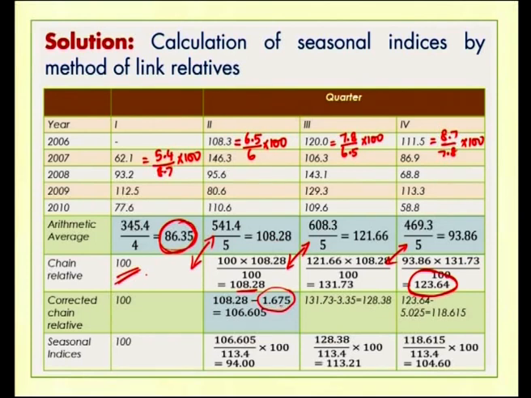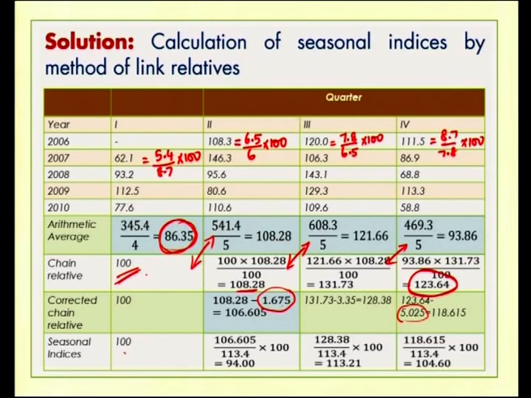How is this 1.675 calculated? The first arithmetic average link relative into the last chain relative. So, 86.35 into 123.64 divided by 100 comes to 106.76, which is subtracted with 100 to give 6.76, that is divided by 4, which gives you 1.675. Likewise, this is 131.73 minus 2 into 1.675, which is 128.38, and this is 123.64 minus 3 times 1.675, which is 118.675.